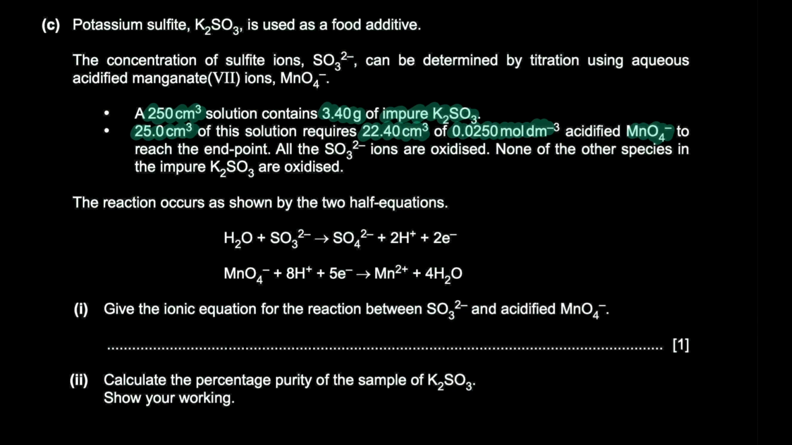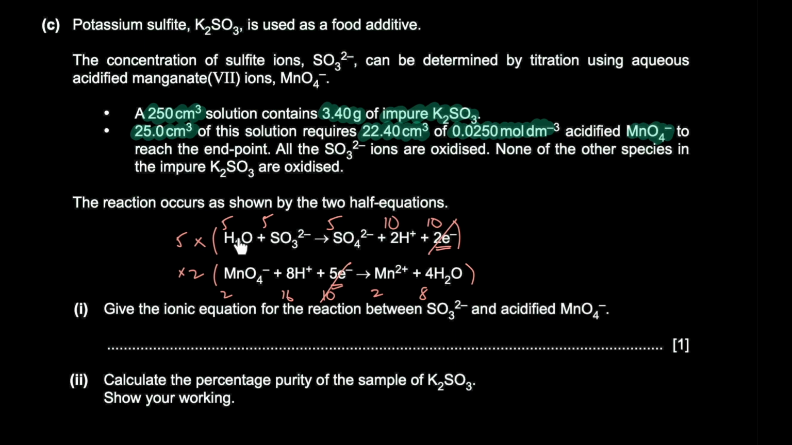To get the ionic equation, we need to first balance the electrons in the two half equations. Here we have 2 electrons, here we have 5 electrons. So we can multiply this equation by 5 and this equation by 2. So what do we end up with? We get 5H2O, 5SO3 2 minus, 5SO4 2 minus, 10H plus, and 10 electrons. At the bottom we have 2MnO4 minus, 16H plus, 10 electrons, and then 2Mn2 plus and 8H2O. We're going to cancel out the electrons.